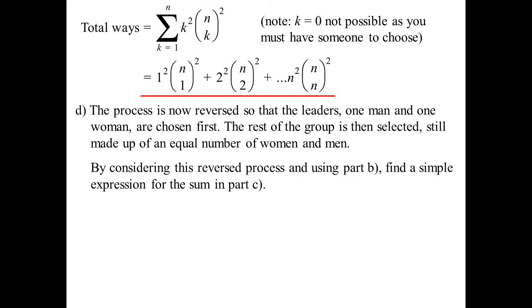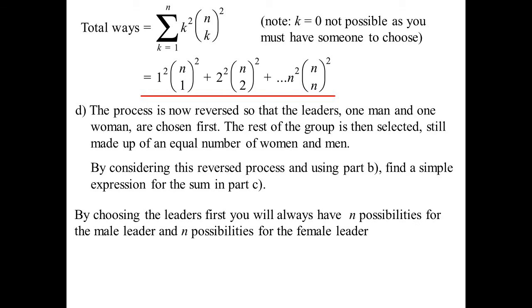Question didn't finish there. Part D, we're basically reversing the process. So the process is now reversed so that the leaders are chosen first. Then they go pick the rest of the group. But still same rules. You've got to have the same number of women as you do men. They've given us a hint by considering this reversed process and using what you just did before in part B, find an expression. Well, if we choose the leaders first, I'm always going to have n possibilities for the male leader and n possibilities for the female leader.